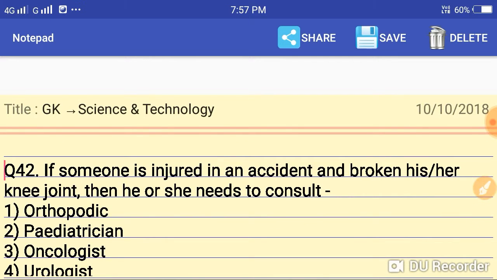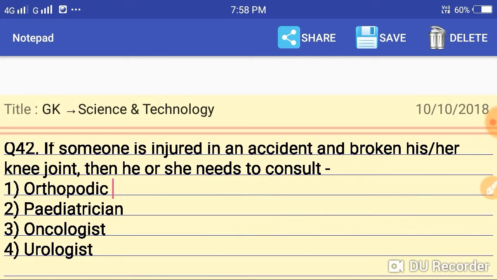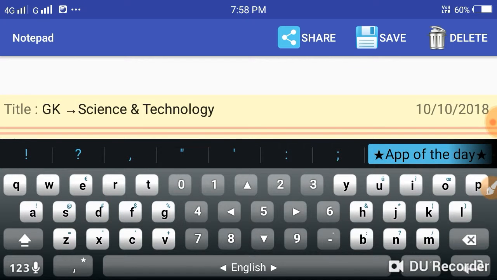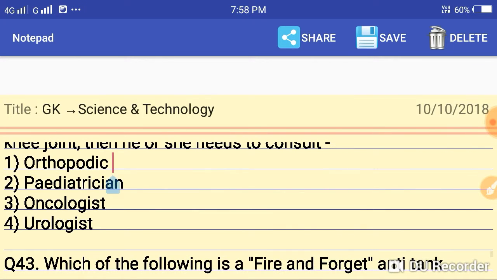If someone is injured in an accident and has broken his or her knee joint, then he or she needs to consult. So suppose someone has broken their knee in an accident, who will they consult to have it set? This is an important question. 42, right answer will be option 1, they will consult an orthopedic. Sorry. Option 1, right answer. Next.